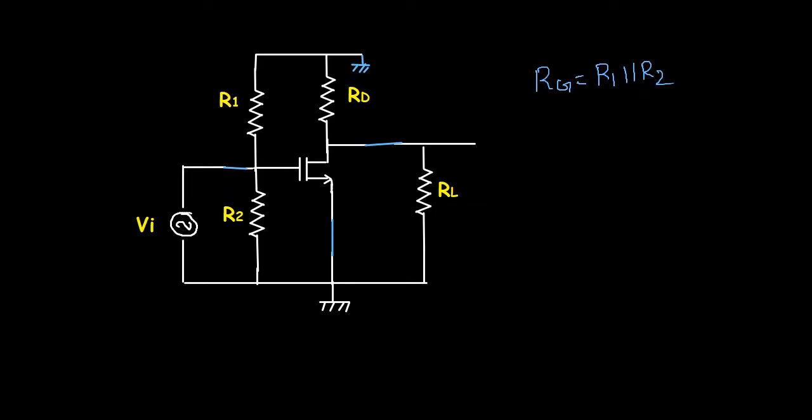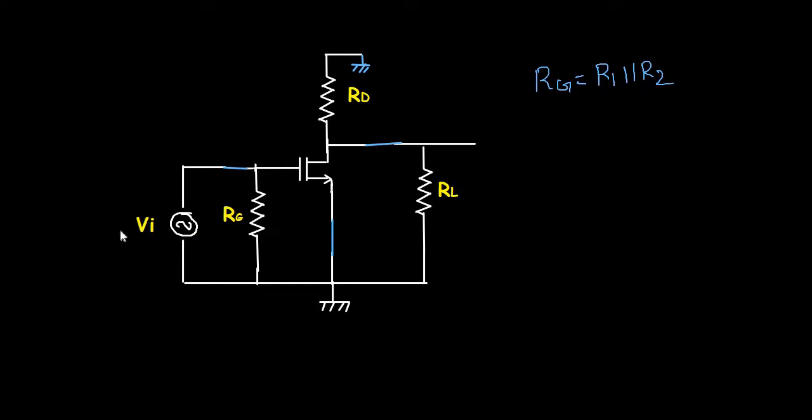So I am replacing R1 and R2, the effective resistance, by Rg. Rg is the parallel combination of R1 and R2. So this is the AC equivalent circuit of our common source amplifier. So our first step is over.